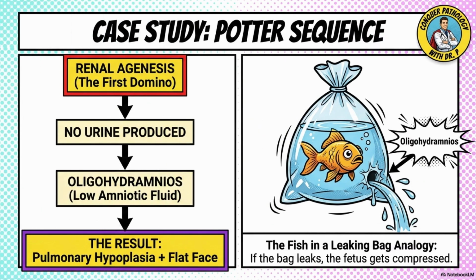Let's apply that to the most famous example, the Potter sequence. The first domino here is renal agenesis. The baby has no kidneys. No kidneys means no urine is produced. Since fetal urine makes up amniotic fluid, this leads to oligohydramnios or low amniotic fluid. Without that cushion of fluid, the fetus gets compressed. This leads to pulmonary hypoplasia, lungs don't develop, and a flat face. Think of a fish in a leaking bag. If the bag leaks, the water is gone and the fish gets squished.